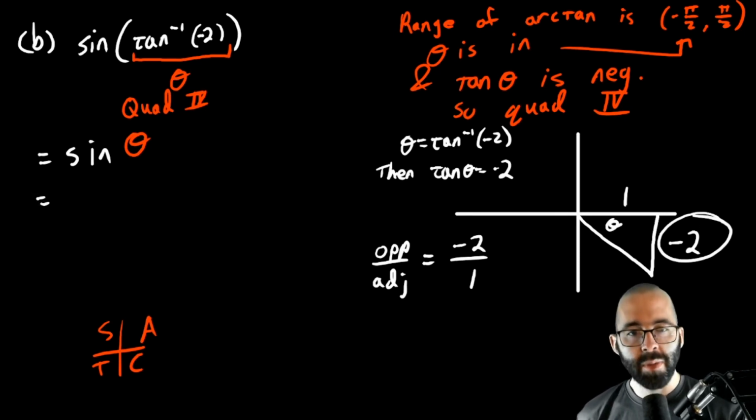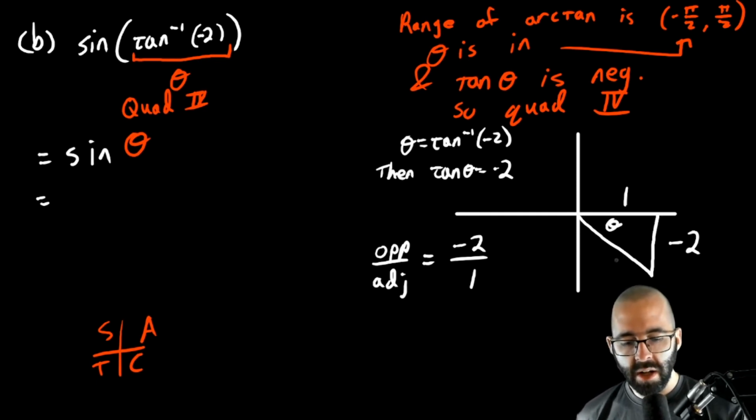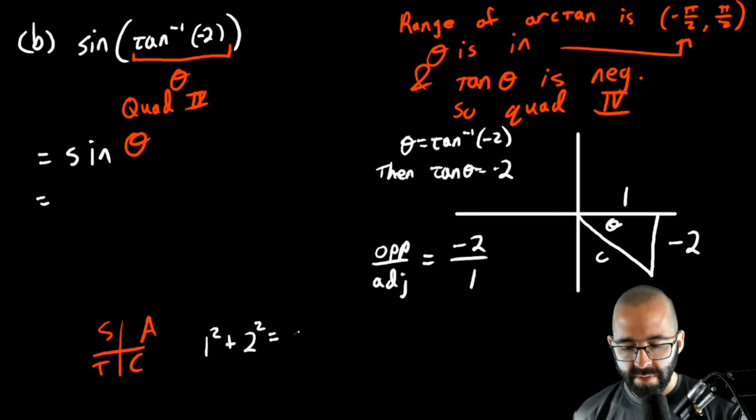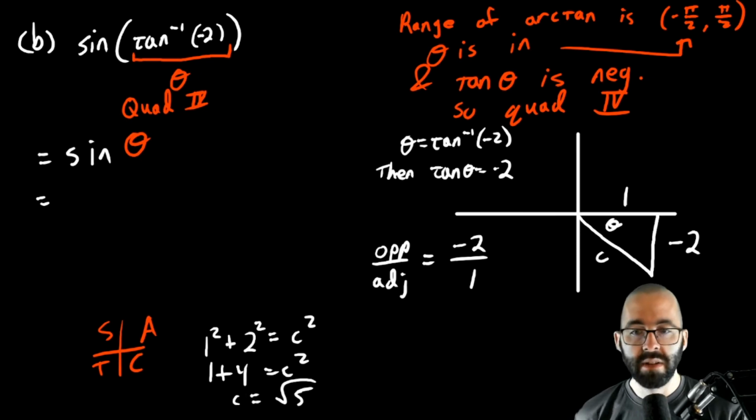Sine is going to be opposite over hypotenuse. We just need the hypotenuse. So we could call this hypotenuse C, or X, you could call it whatever you want. If we call it C, then 1 squared plus -2 squared. We should technically use positive, but it doesn't really matter. Equals C squared. That's 1 plus 4 equals C squared. C is going to be the square root of 5.